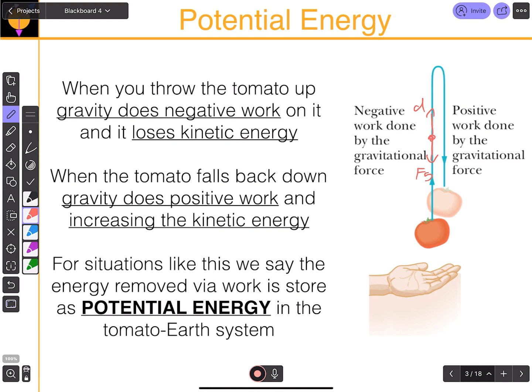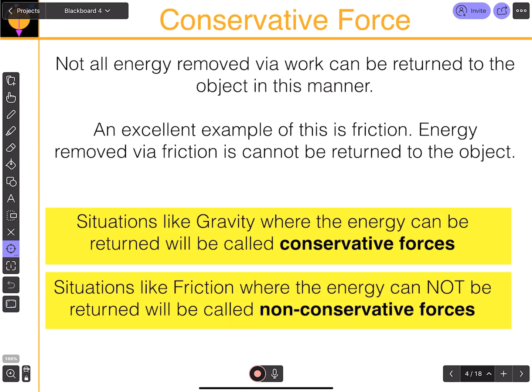So we're going to describe this kind of situation, where the energy can be taken out, stored, and then returned, as the energy being stored as potential energy in the tomato-earth system. We're going to treat a system as something that includes something like the tomato and the earth, and the energy is stored between those two things.